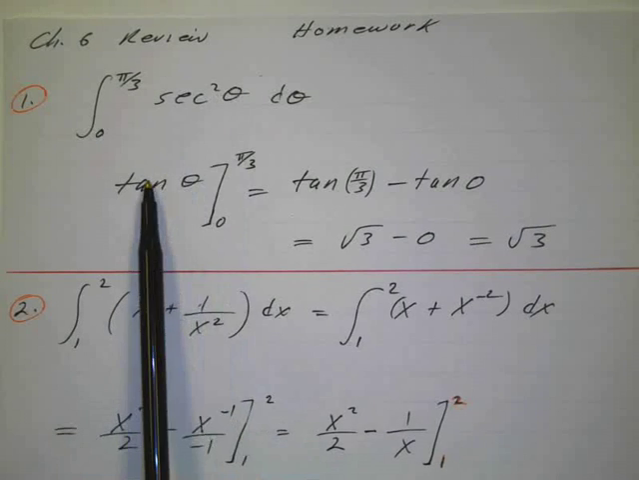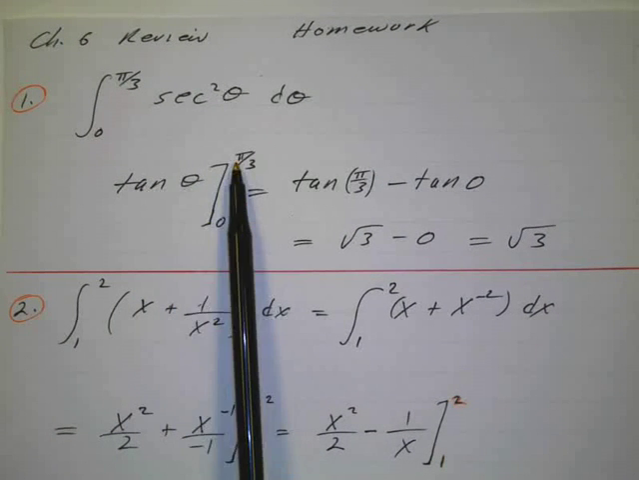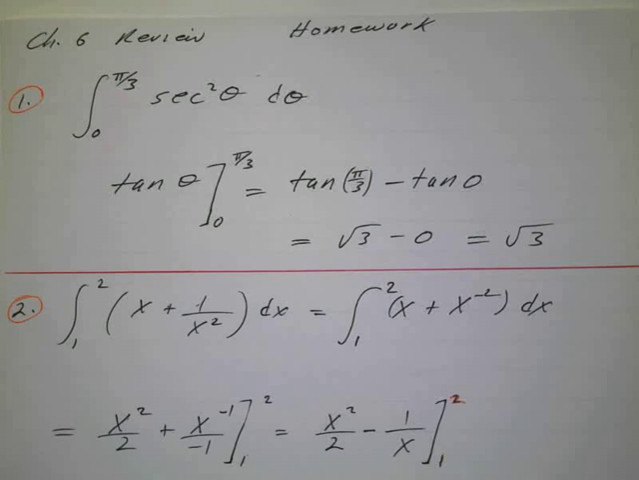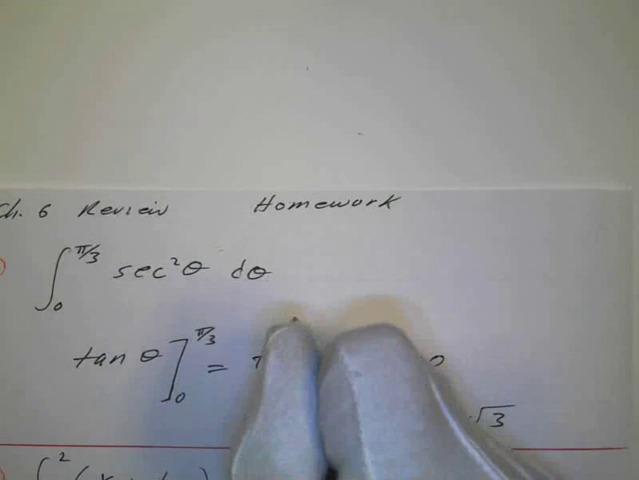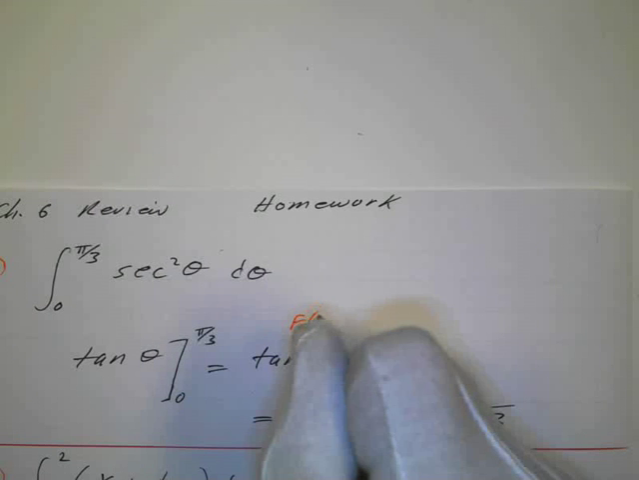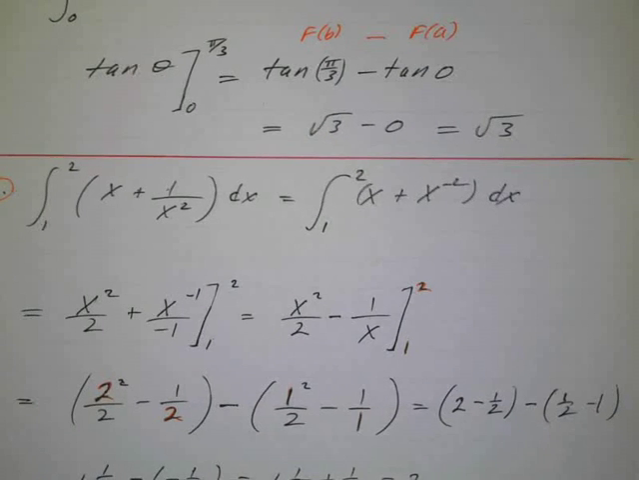because it's easy to take the antiderivative of that, which is the tangent. The derivative of tangent is secant squared, so we're all set. Evaluate from 0 to pi over 3. We're going to use, again, our fundamental theorem of calculus, and this would be F of b minus F of a. So you can see that's what we got.